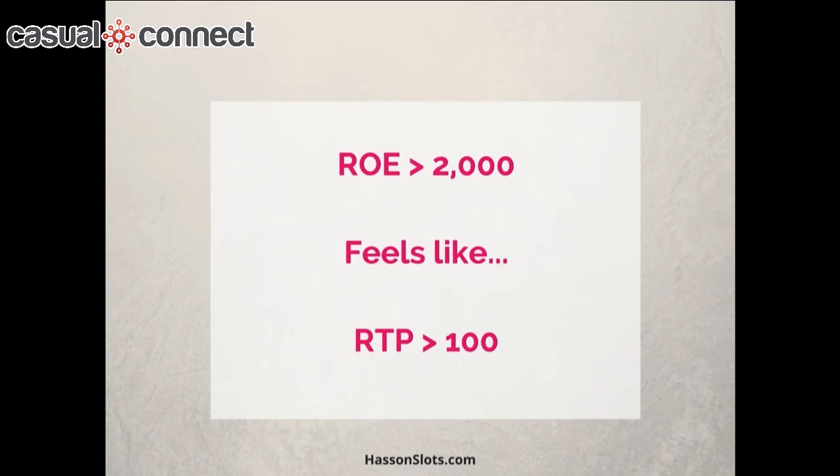So if you've got rate of exhaustion that's over 2,000, that feels like RTP is way over 100. Even though the player is actually losing money, it feels like he's playing a game where he keeps on winning. It's very strange. I know of a game, which will remain nameless now, where one of the slots there has an ROE of over 2,000, and the other games there do not. So players lose money in the other slots, go back to this game, which has an RTP of about 97%.